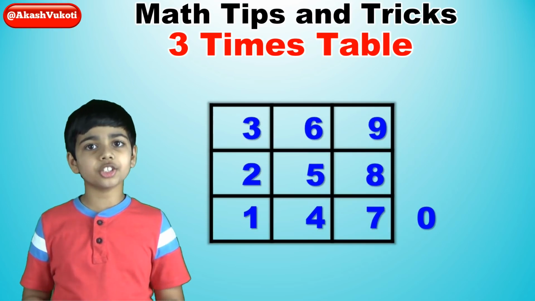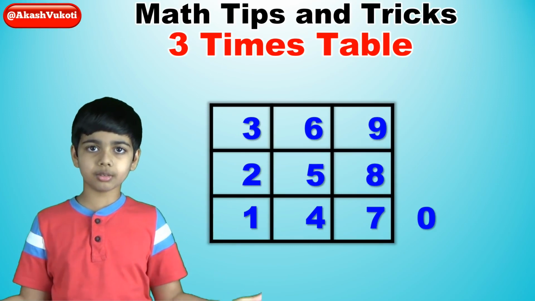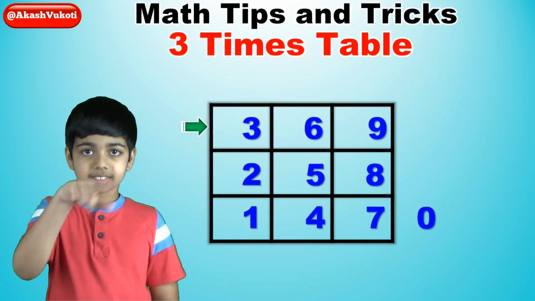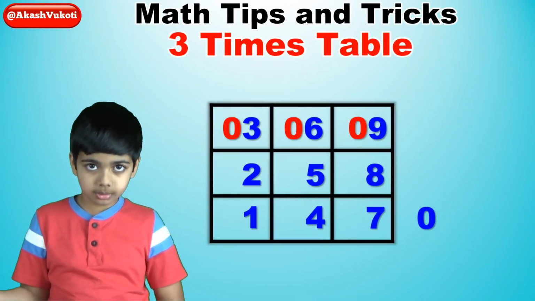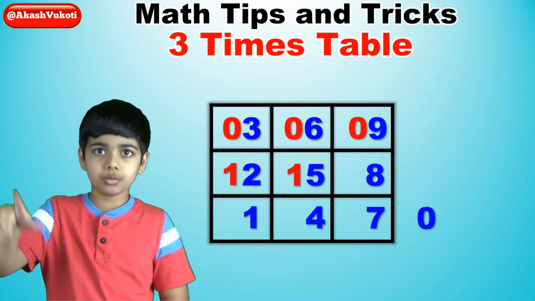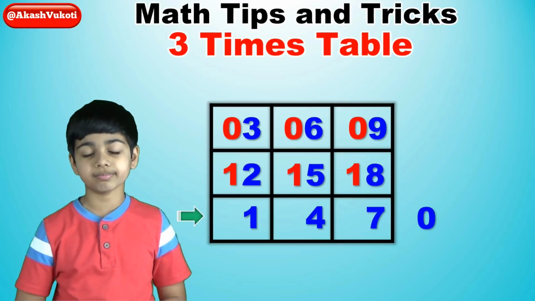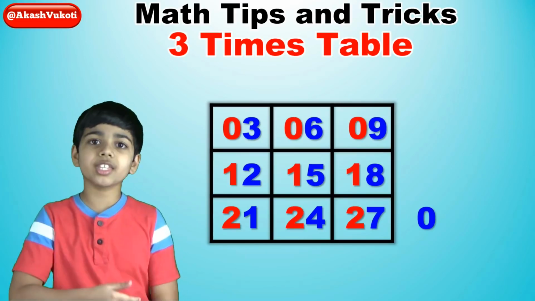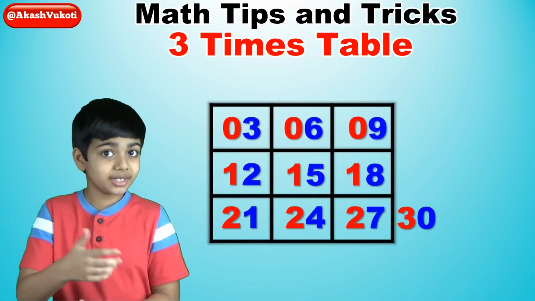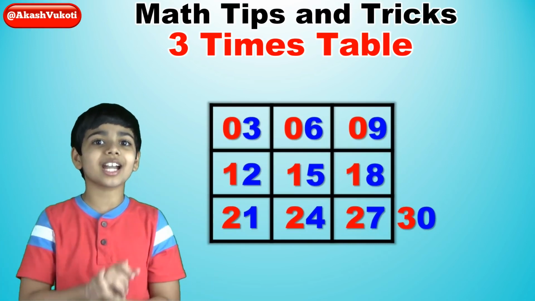Now, for the tens digits, we're going to split this up into 3 sections. Top row, middle row, bottom row. For the tens digits in the top row, we write 0. So 0, 0, 0. For the tens digits in the middle row, we write 1. So 1, 1, 1. And then for the bottom row, tens digits, we're going to write 2. 2, 2, 2. And then we write a 3 next to the 0 to get 30, which you may know is 3 times 10. And now you have the 3 times table.